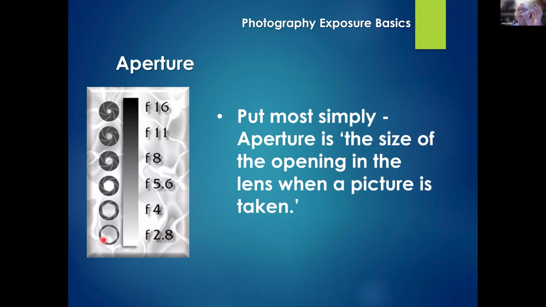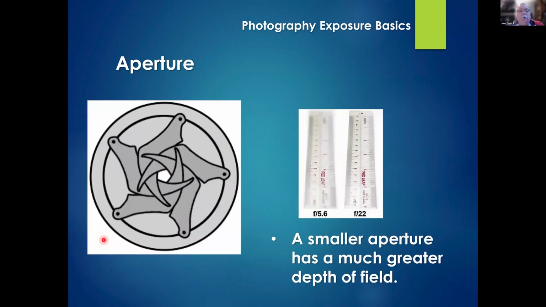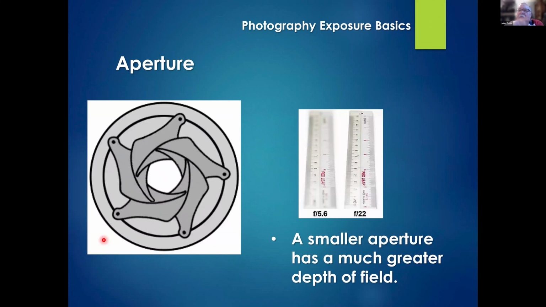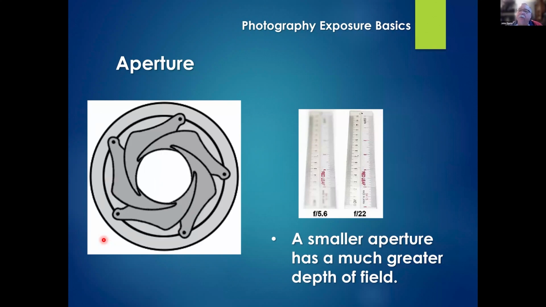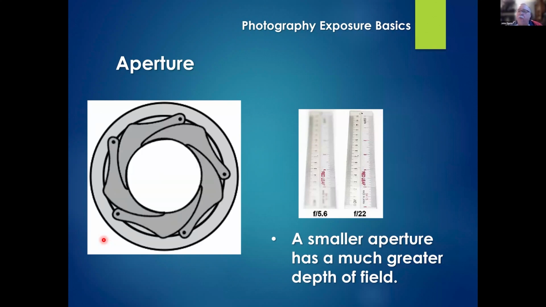F16, F22, you have a smaller opening and allowing less light in. So when we're looking into our viewfinder, the blades that create the opening default to the biggest opening. When we depress the shutter, it closes down to where it's set to.